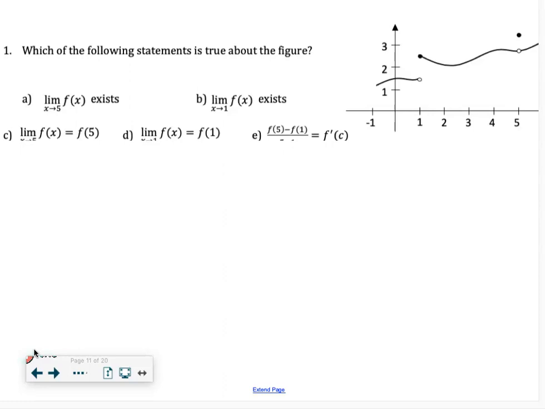So anyway, which of the following statements is true? The limit as x approaches 5 exists. Yes, it does. I'm looking at it, and it does. So you can just stop there, right? Are there any questions about why all the rest of these are false? No questions? All right, good. Poles are okay. Jumps are bad.